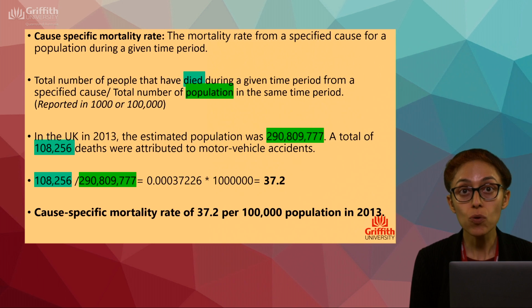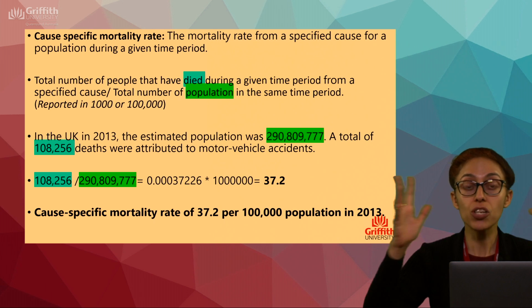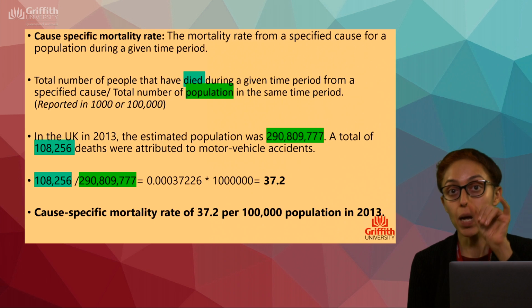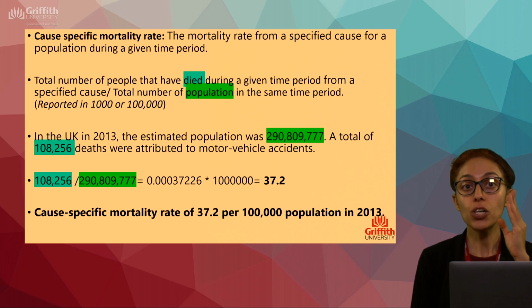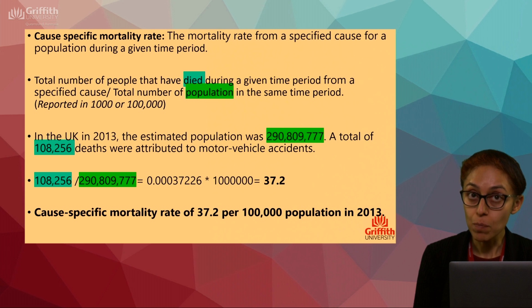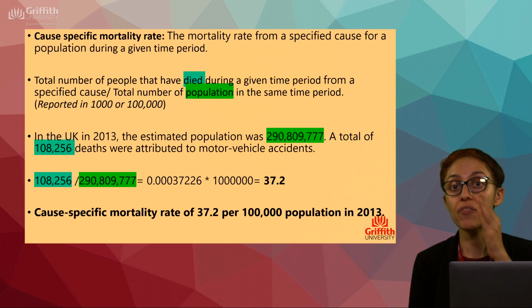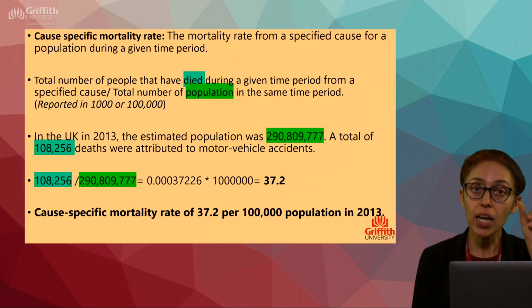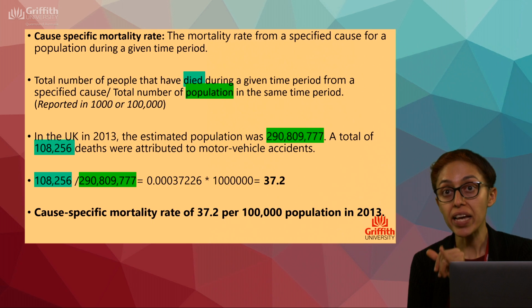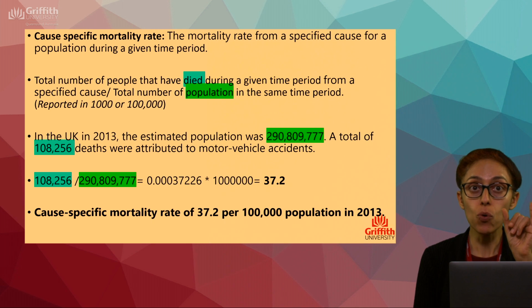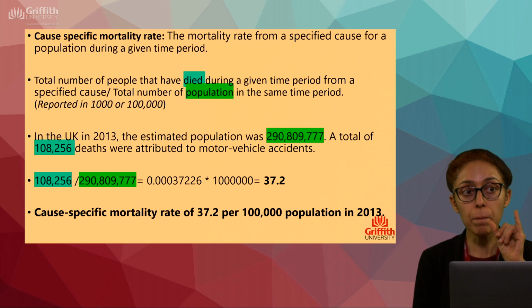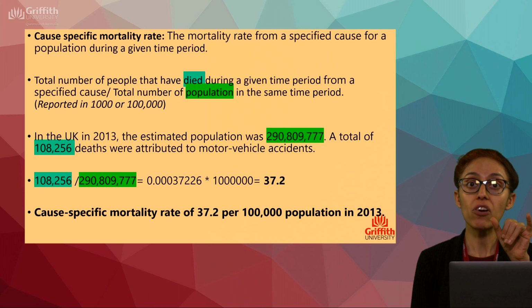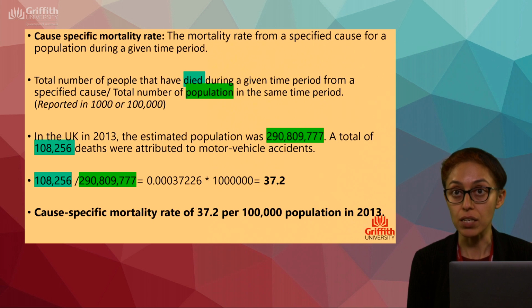In the UK in 2013, the estimated total population was the number in green. Then a total of the number in blue deaths were attributed to motor vehicle accidents. So the number in blue represents the people who died because of motor vehicle accidents. These people do not represent those who died because of cancer or CVD and things like that. No, these are the number of people who died because of motor vehicle accidents only.